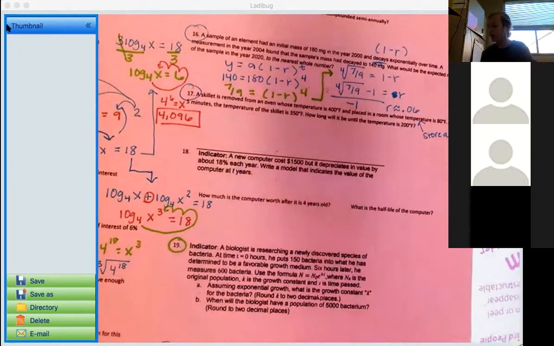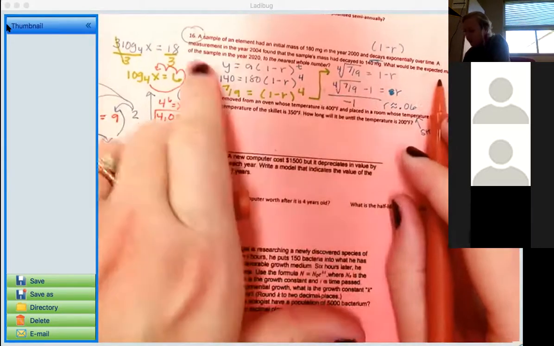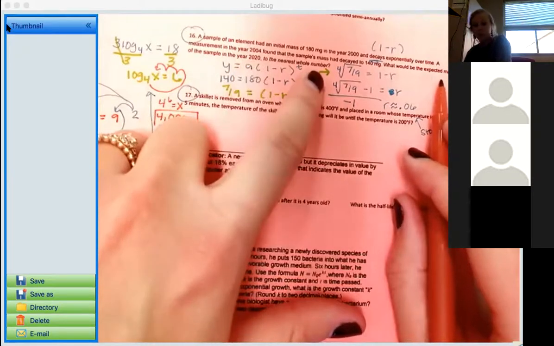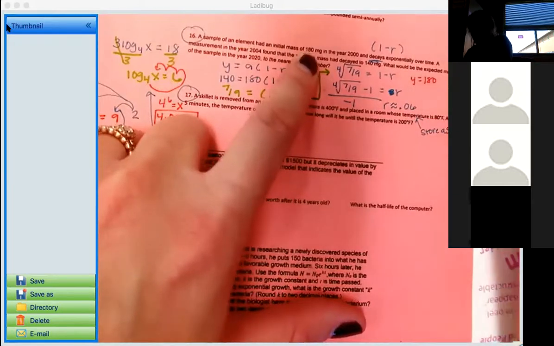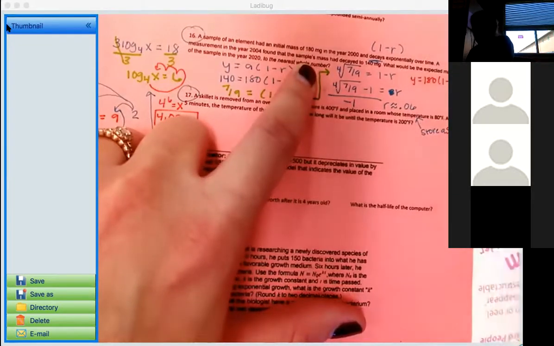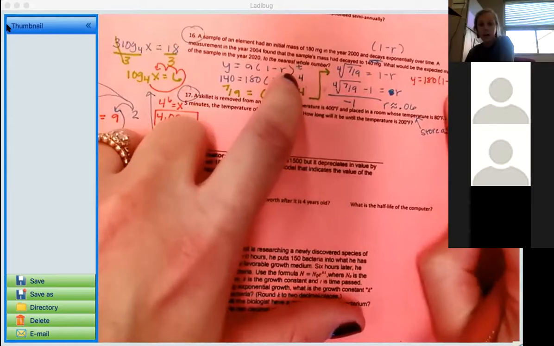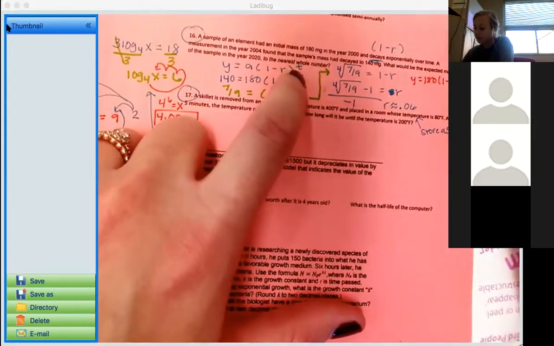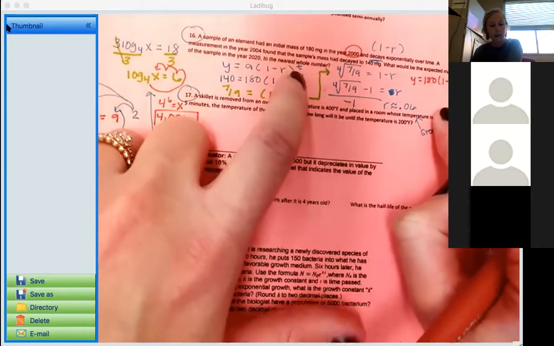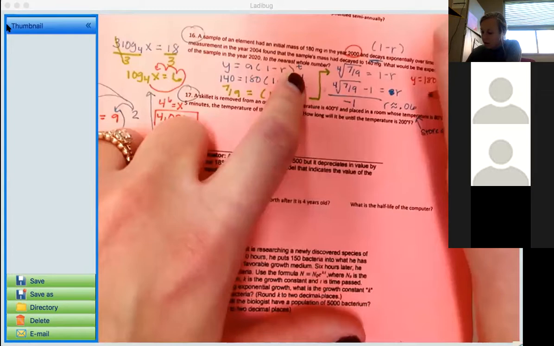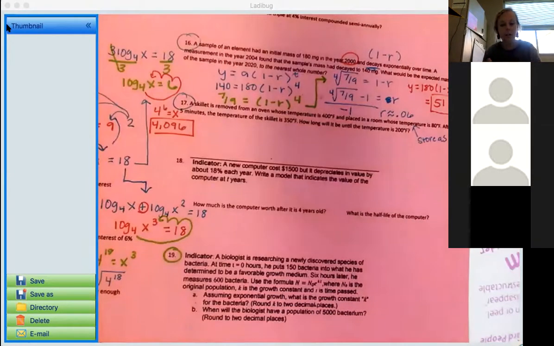Because now the problem says, what would be the expected mass in the year 2020 to the nearest whole number? So in 2020, we start out with 180 still, that's still my initial. We know our rate is now X because I just stored it, right? So 1 minus X. And then if it's 2020, how many years has it been? 20. Good, 20, because we started in 2000. So if you type this in and hit the X button, since you stored your rate as X, I got 51 milligrams if you round it to the nearest whole number like it says.